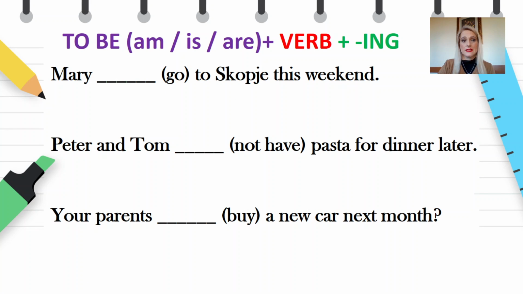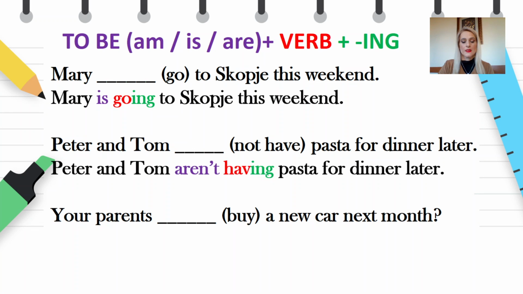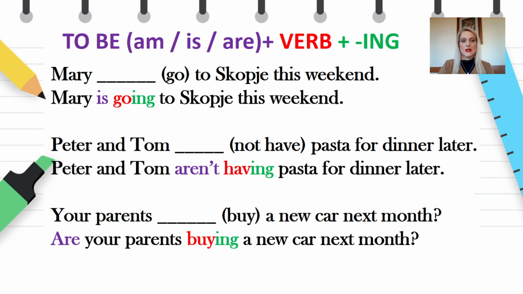Now let's try this in sentences. The first sentence is affirmative, the second is negative, and the third is the question. I'll give you a few moments to think. So we have Mary is going to Skopje this weekend. Peter and Tom aren't having pasta for dinner later. Are your parents buying a new car next month?